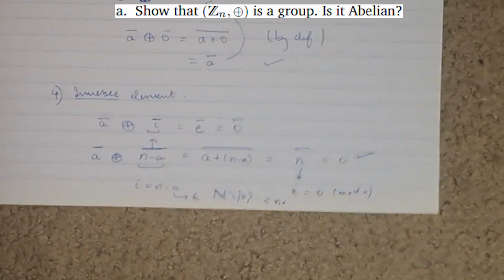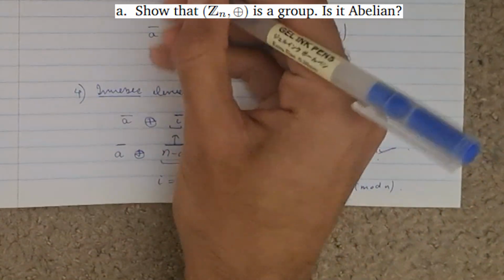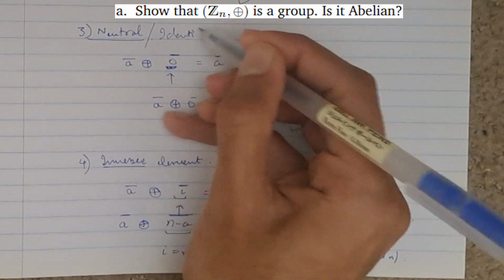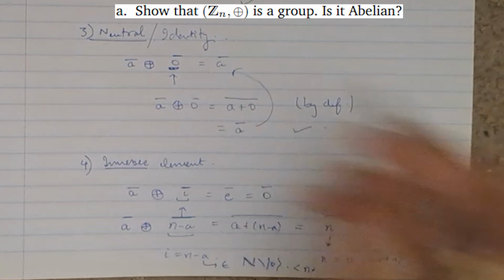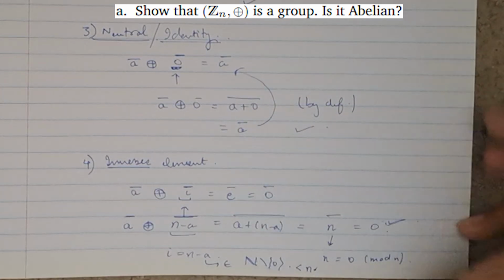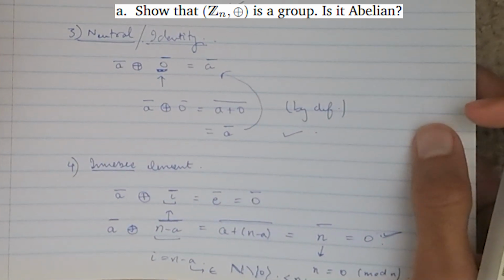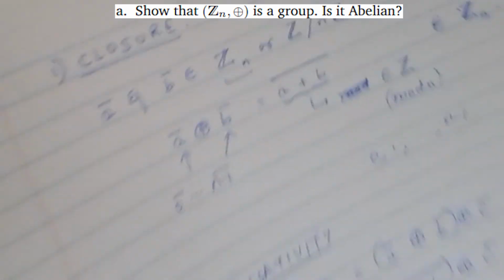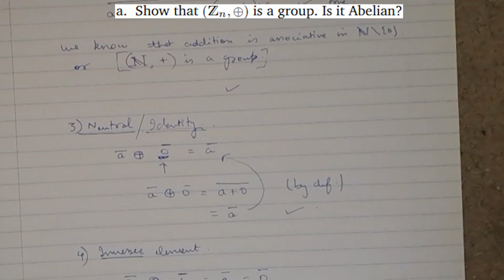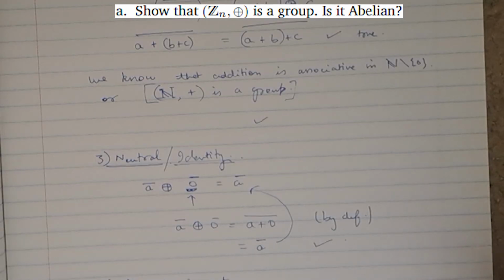So you have all four things proved: closure, associativity, neutral, and identity. Sorry, inverse. Actually, neutral itself is called identity. Yeah, there's that. And that proves that this is actually a group. So we have proved that this is actually a group.